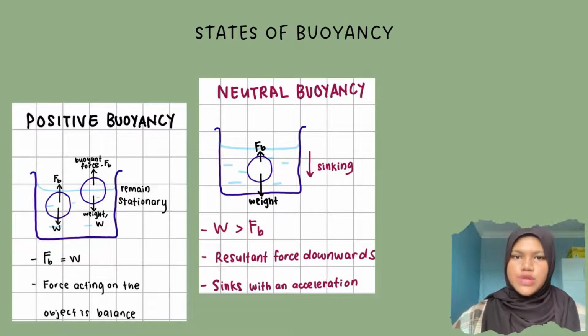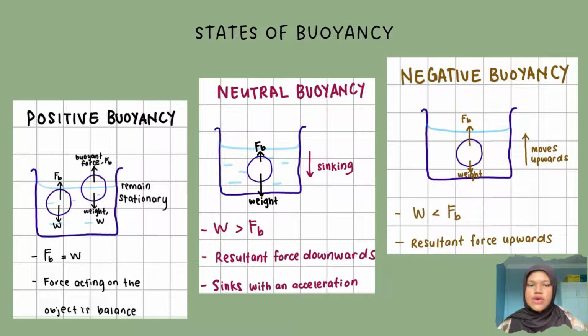Secondly, we have neutral buoyancy. Neutral buoyancy is when the weight acting on an object is more than the buoyant force. Since the weight can overcome the buoyant force and the resultant force is acting downwards, automatically the object will go down, or we call it sinks in the water with an acceleration.